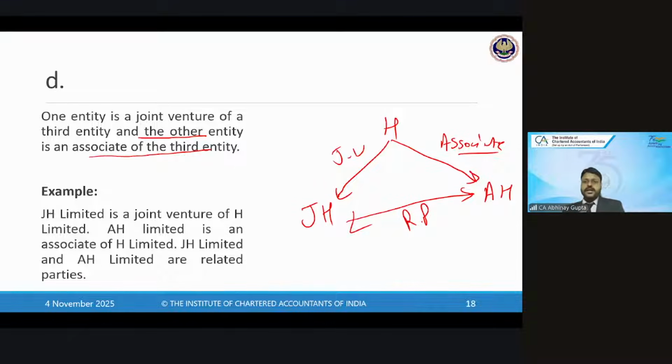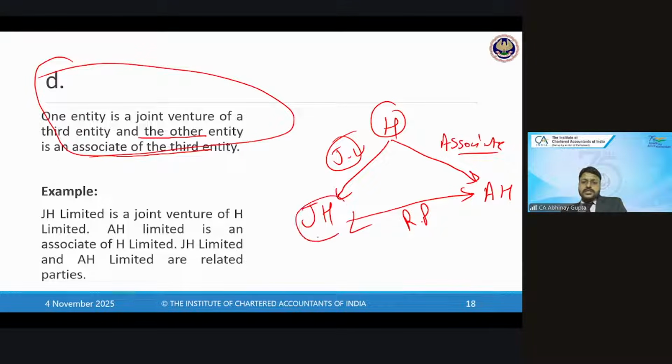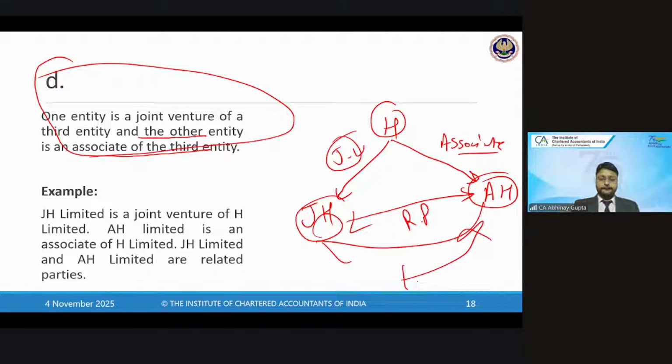Yes, sir. So here in this case, what is happening? H is controlling the JV, meaning joint controlling basically. So H and JH are related. H is holding significant influence over AH, so by virtue of the SI clause, H and AH are related. But by virtue of this additional clause given by the standard, JH and AH are also related to each other. Correct?